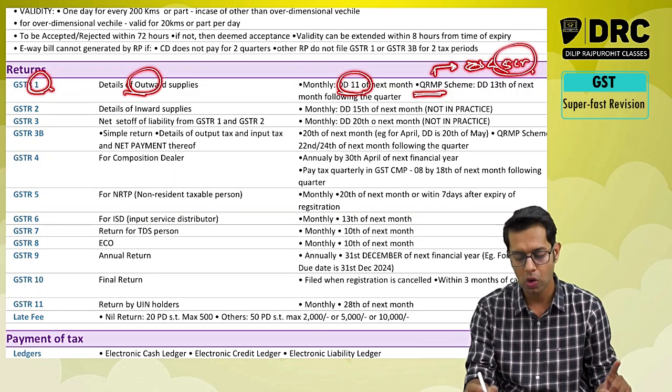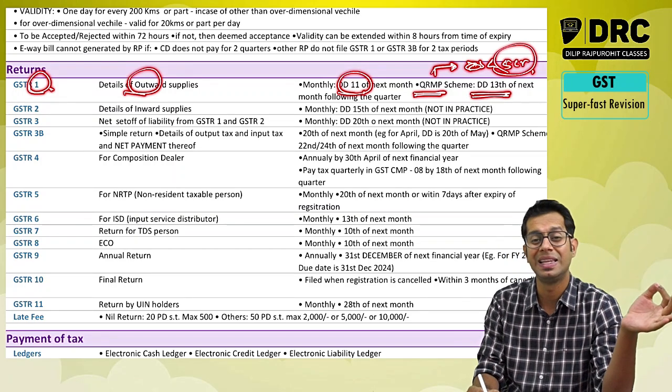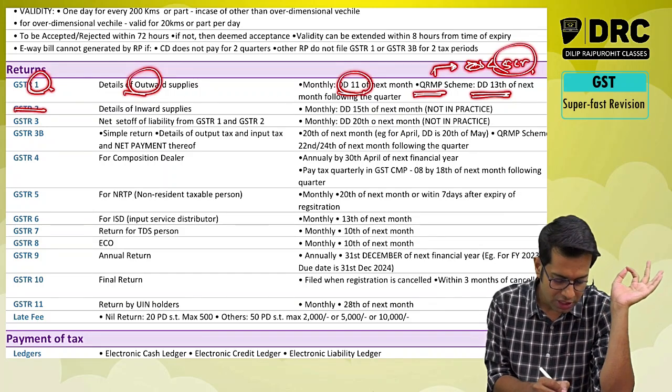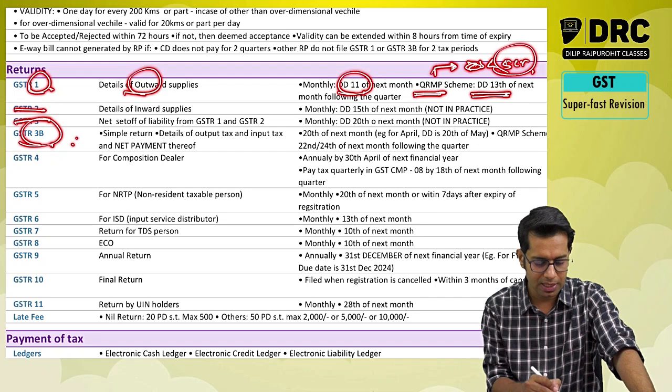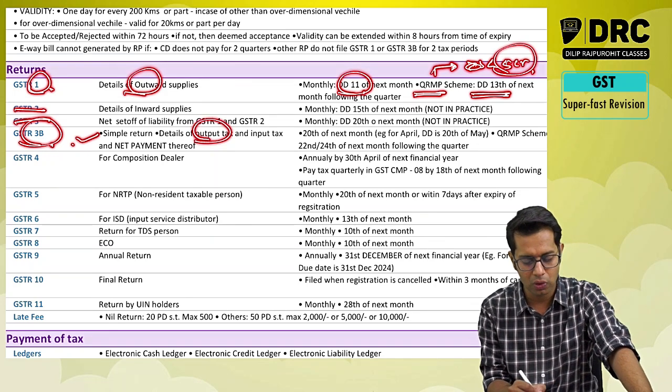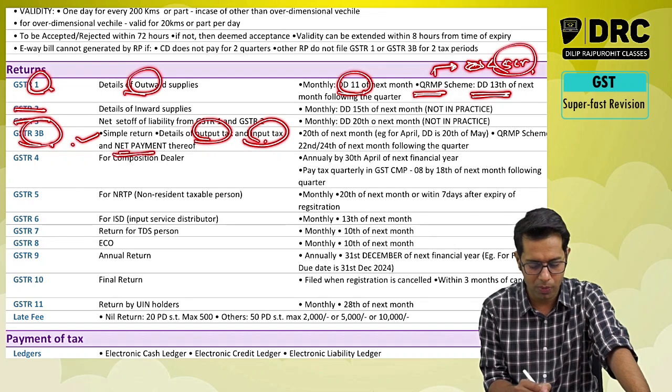If you have opted for the QRMP scheme, the due date of GSTR1 will be the 13th of the month following the quarter. GSTR2 and GSTR3 are not there. We have something called GSTR3B. GSTR3B is a summary return, a simple return, wherein you give the details of outward supply, output tax, and details of input tax, and you make the payment of taxes.